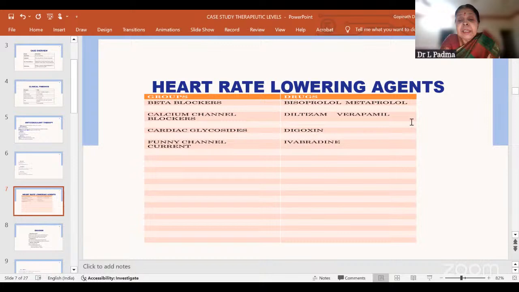The last one is the one which acts on the funny channel current, that is ivabradine. This is mainly indicated whenever the heart rate is not under the limit, not below 90 or 70, with metoprolol. If it is so, then we add ivabradine. Otherwise, most of the times we keep it as a reserve.